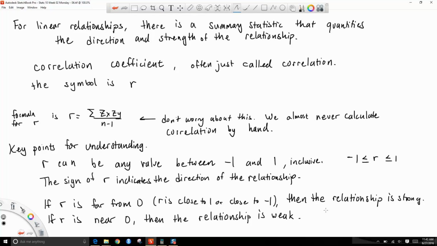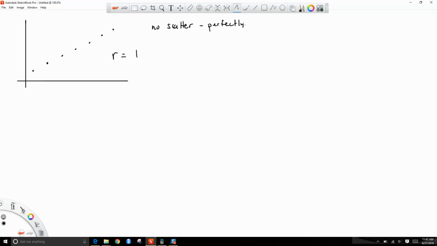So we have a few examples here. If we have this going on, R is equal to positive 1. Here we have basically no scatter, so that indicates a super strong, or perfectly strong, relationship and positive direction. So R here is +1, and this could be height measured in inches, and over here could be height measured in centimeters.